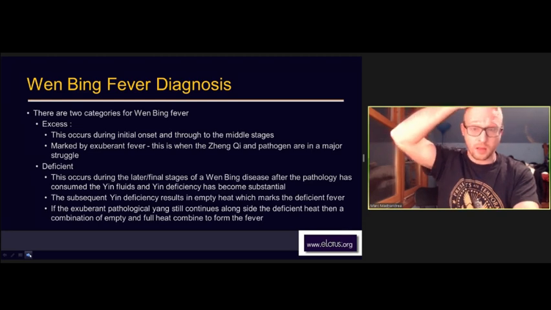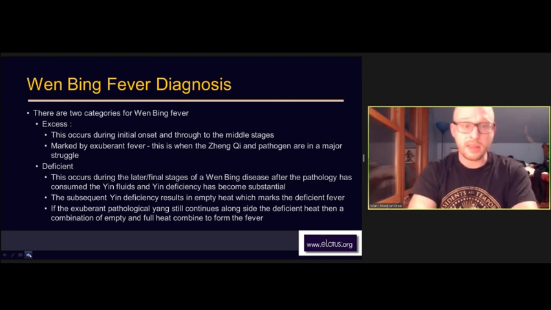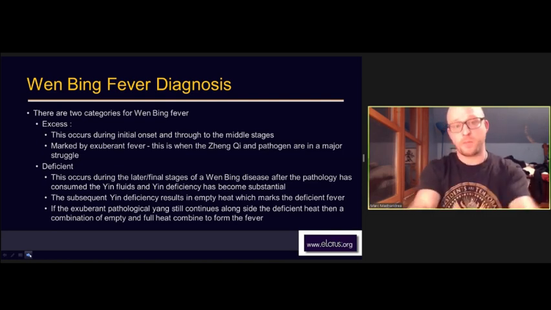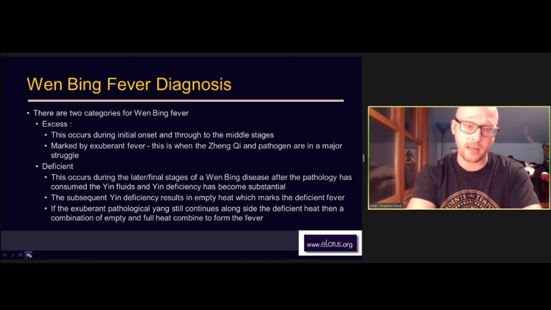If the exuberant pathological yang still continues along the same side that deficient heat occurs with, then a combination of both full and empty heat will form in a fever. So it means you can still have full fevers during the day, and then they kind of subside, and then at night you find a rise in fevers again, right? You can find five palm heat. You can find night sweating. So you can see this mix of full and empty heat. You can see kidney yin deficiency signs. You can see malar flushes, even though you still have full heat signs. You can see a lot of this mixture of full and empty heat signs as this goes on.